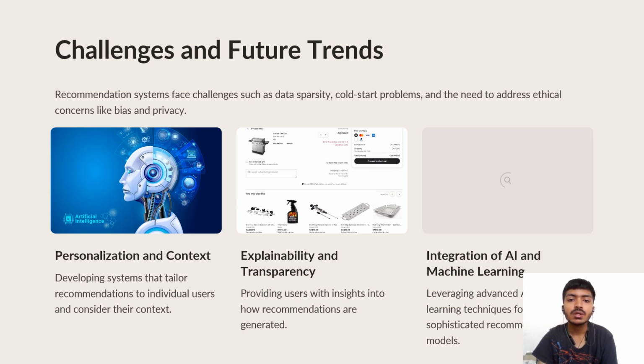Then we have integration of AI and machine learning. AI techniques: recommendation systems leverage various AI and machine learning techniques such as collaborative filtering, content-based filtering, and more recently, deep learning approaches. Then integration. These techniques are integrated into large systems that handle data processing, real-time updates, and user interfaces, creating complex architectures that optimize recommendation quality and responsiveness.